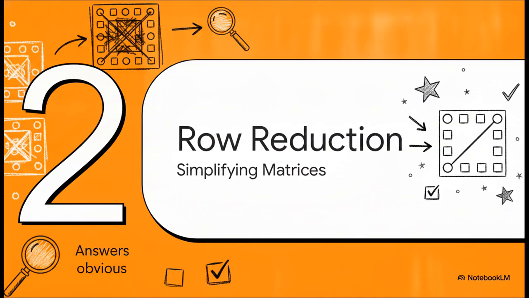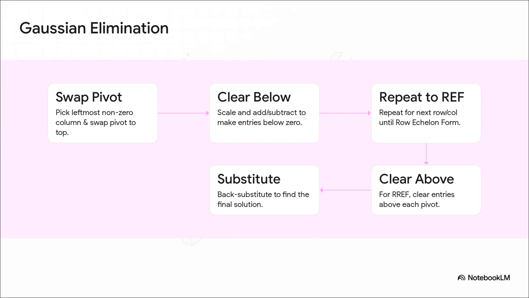Moving right along to Section 2, the row reduction method, simplifying matrices systematically. So the Gaussian elimination algorithm is this completely safe, highly systematic way to simplify a matrix. We use three safe row operations. We can swap two rows, we can scale a row by multiplying it, or we can add a multiple of one row to another. Doing this doesn't change the underlying truth of the equations at all. It just strategically alters how they look.